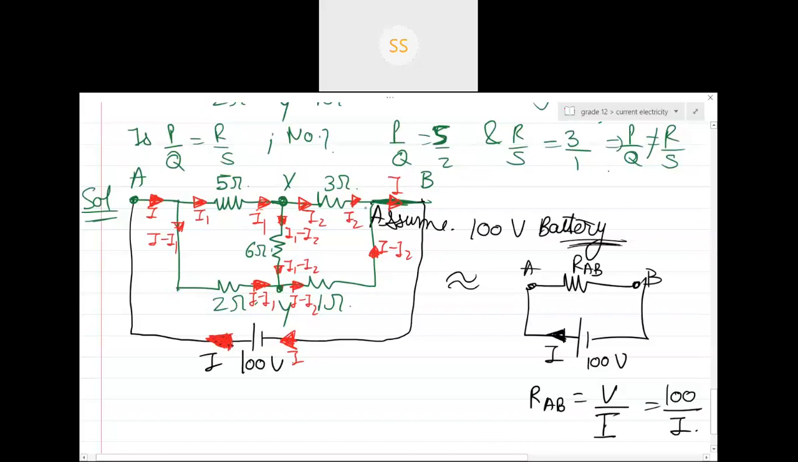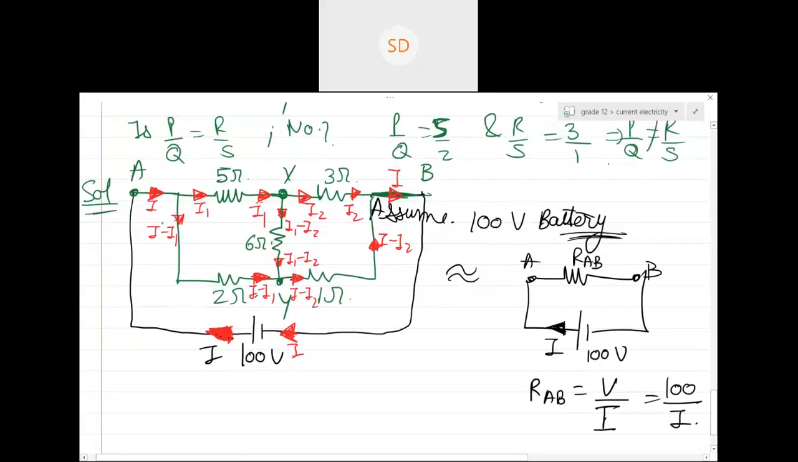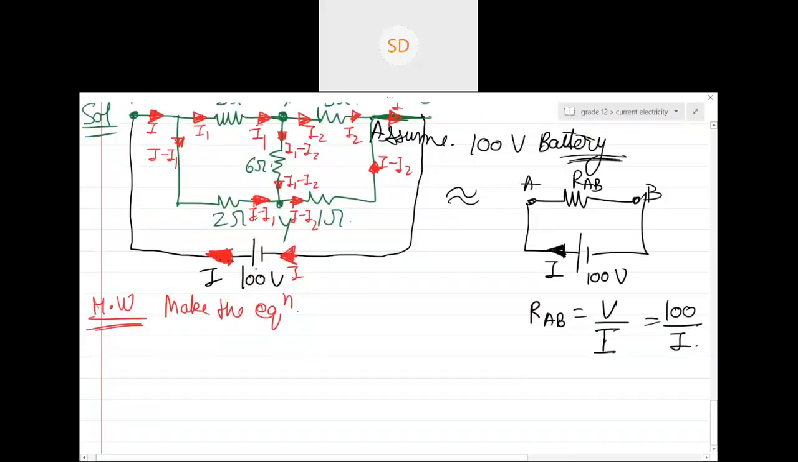Can anyone tell me the Kirchhoff's equations now? Basically, what to do now? What to do, guys? I am leaving this as homework for you. Make the equations. So you'll get 3 equations, right? Which are your variables? I1 and I2. So use any 3 loops. Take the outer loop, this outer loop has to be taken as a must. Take one loop as this outer loop, which is containing the battery.